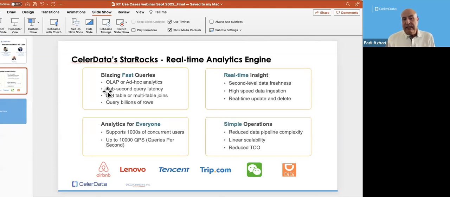But really it is about the flexibility of supporting both flat and multi-table joins, the ability to scale very quickly to handle many, many concurrent users, and the ability to support real-time insight even when you're updating or deleting data. And you want to be able to do it in a simple way as you scale your business, because you can't afford that complexity and cost. So those are the basic tenets for how CelerData, with StarRocks' engine, supports that.